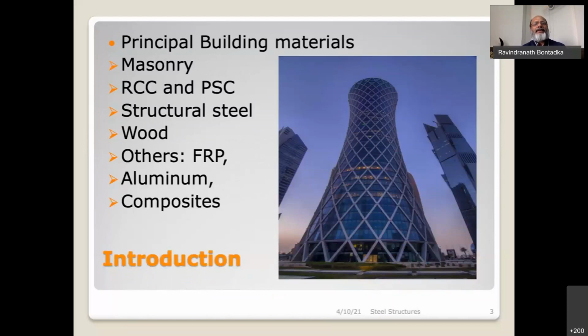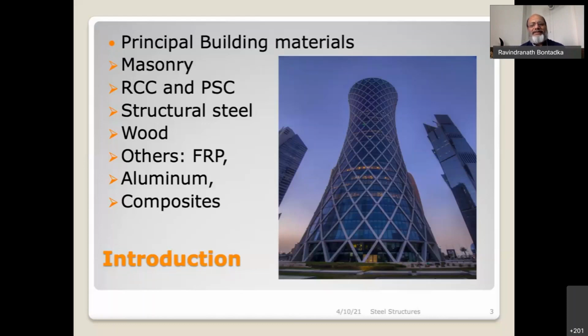We have seen different principal building materials so far. What are the principal building materials we come across in our day-to-day life? One is masonry, whether brick masonry or stone masonry, which has been used from a very long time. If you remember the old structures, the heritage structures from England, they are all masonry. I don't go in order, but other materials are reinforced cement concrete, and the latest ones are pre-stressed concretes.